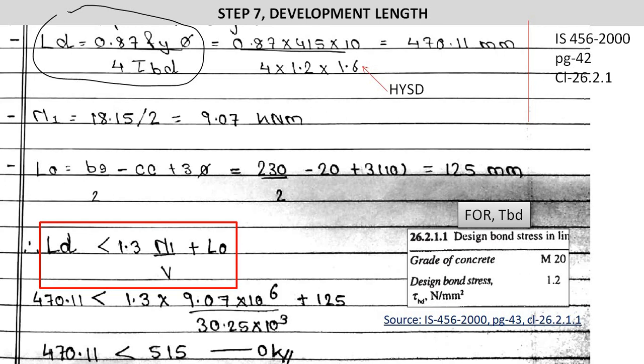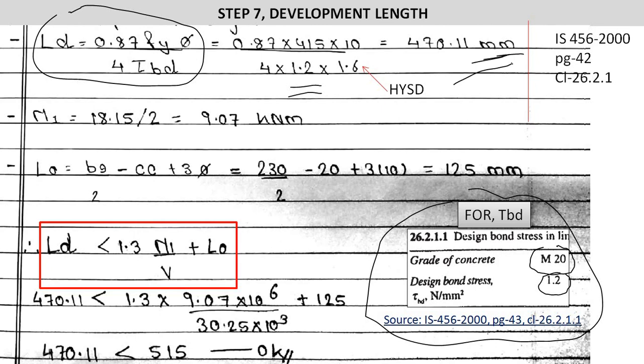For finding the value of tau BD, we have to go to page number 43 of IS 456:2000, clause number 26.2.1.1. Depending upon the grade of concrete, it provides the value of tau BD. For M20 the value of tau BD is 1.2. We have to multiply by 1.6 as our steel is HYSD. So we have found the value of Ld, the development length, as 470.11 mm.